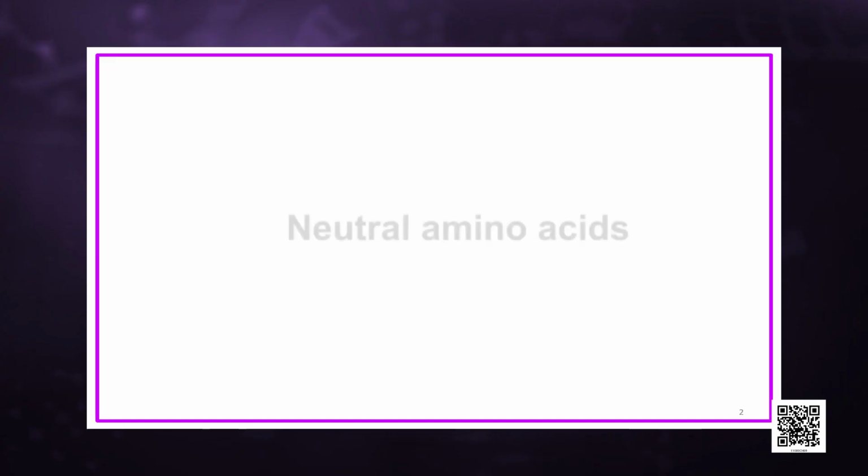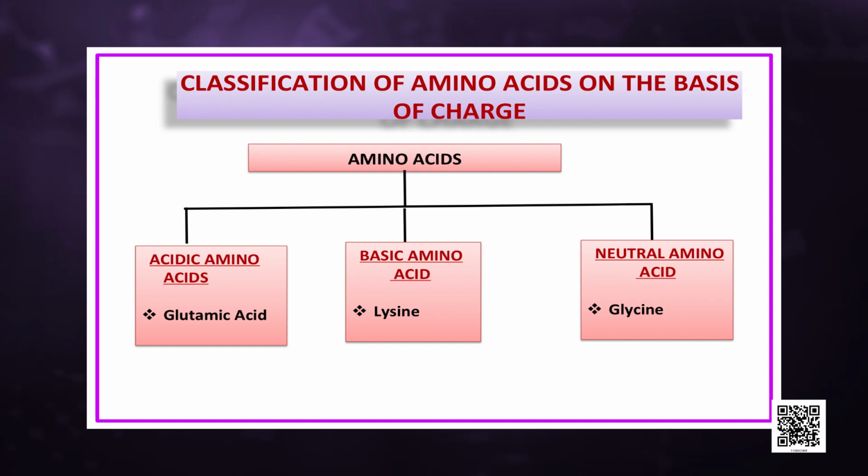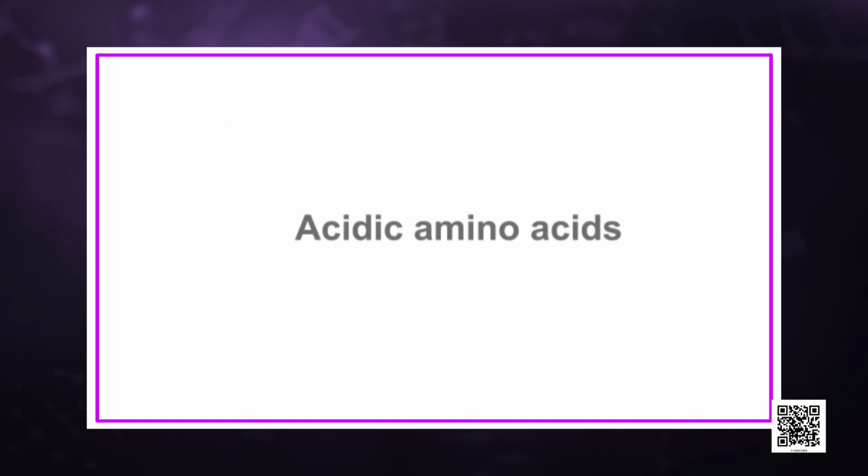Now based upon the number of amino and carboxyl groups, we can classify amino acids into 3 categories. The first one is the neutral amino acids. They have 1 amino group and 1 carboxyl group. Amino group has +1 charge, carboxyl group has -1 charge. So they neutralize each other and the overall charge on the amino acid is 0. Such amino acids are called neutral amino acids. Example is glycine.